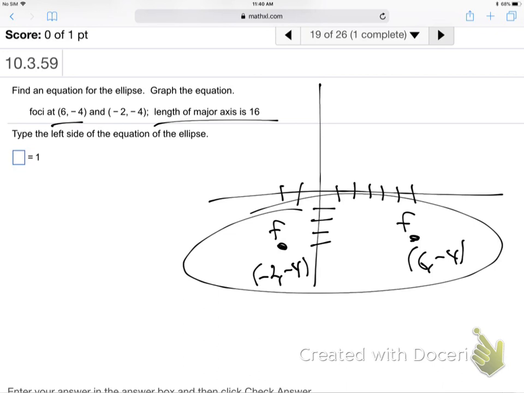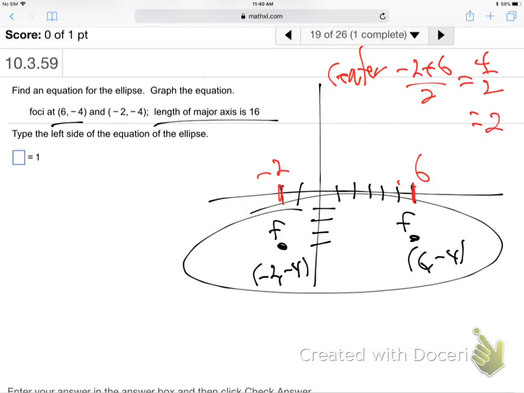So find the center. This one is at negative 2. This one is at over 6. So the center is at, add them and divide by 2. It's 4 over 2, 2. So it's right here at 2, negative 4. There's the center. Everybody good with that? That's the center.